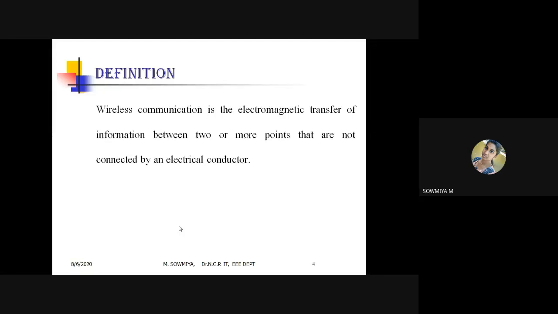Also, the person who introduced wireless communications is Guglielmo Marconi in the year 1894. He developed his wireless system in the telegraphy system using radio waves.